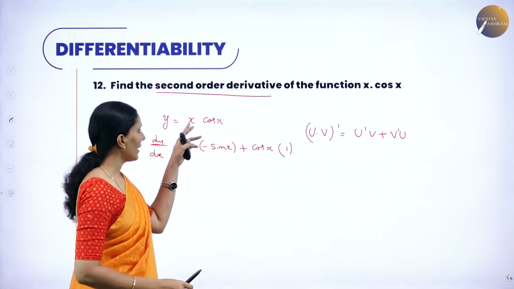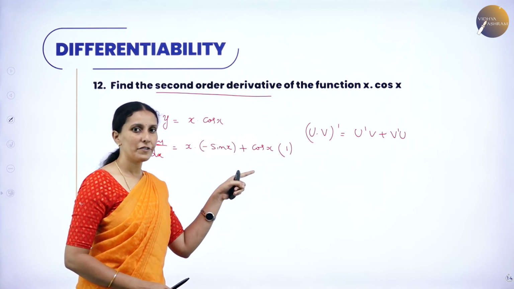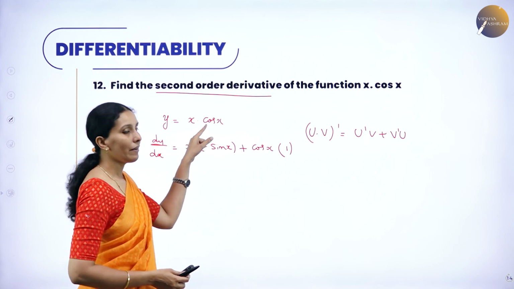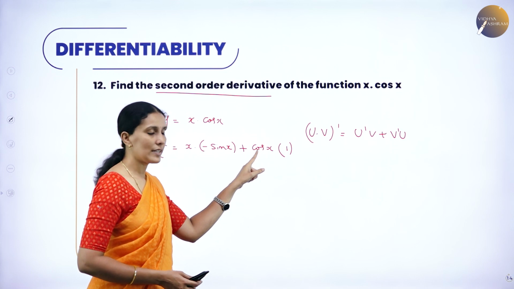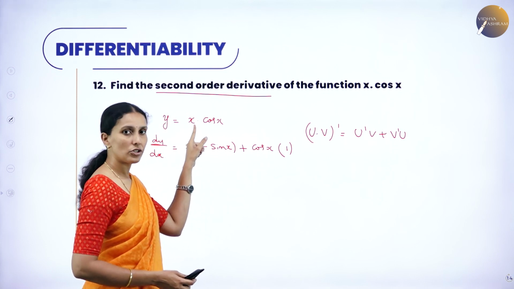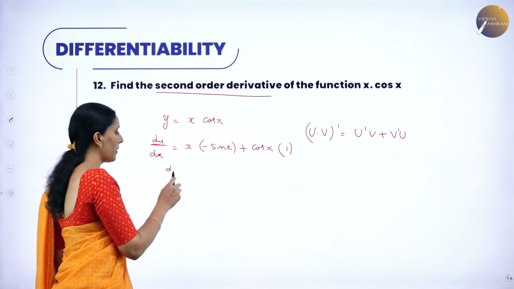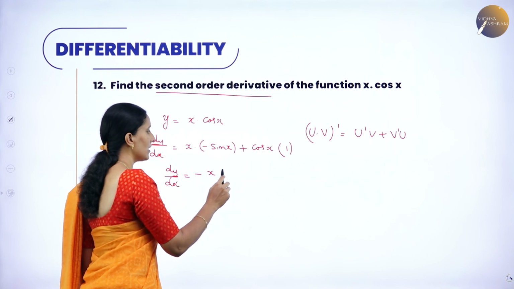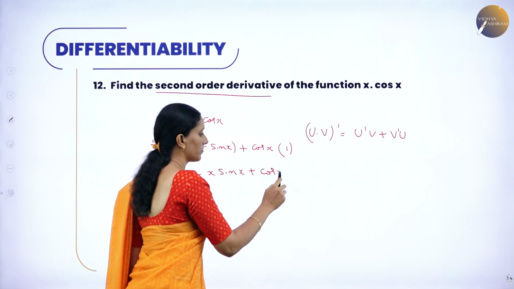Or you can take derivative of first into second function plus derivative of second function into first function. So first function derivative of cos x is minus sin x, plus second function as it is, derivative of first function, here since it is x, its derivative is 1. So therefore what is dy by dx? So dy by dx is minus x sin x plus cos x.